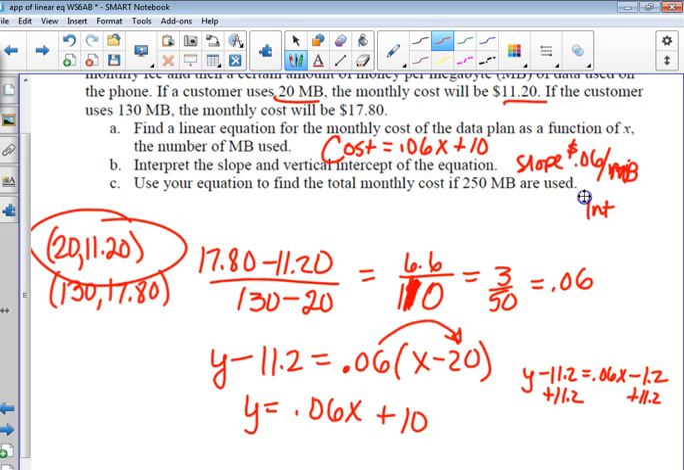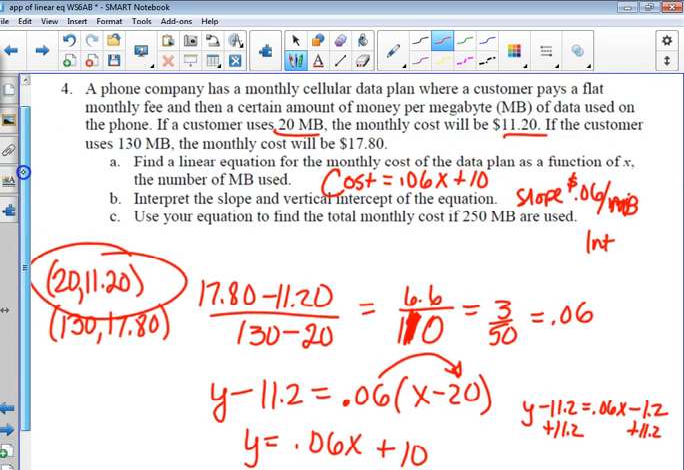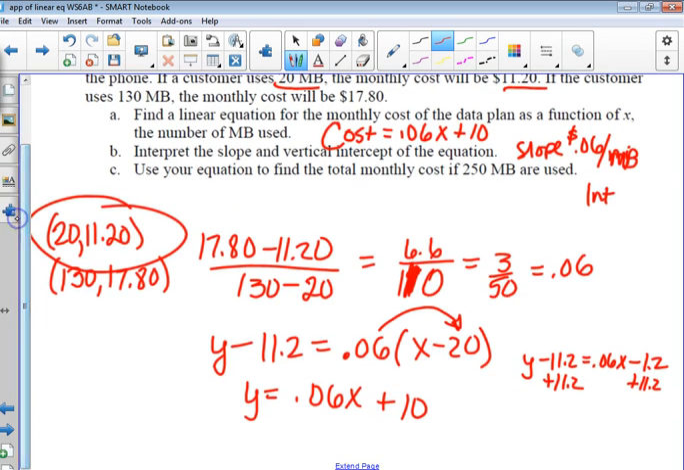It says vertical intercept. So the vertical intercept, or y-intercept, what does it mean? Did they call it a flat fee? What did they call it? Pays a flat monthly fee. So the $10 is the flat monthly fee. Or you could say it's the cost if you don't use any megabytes. Yes.